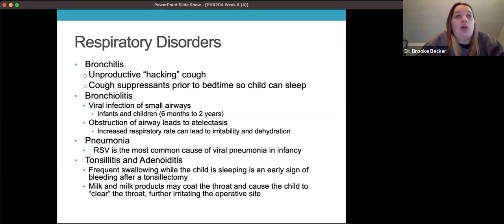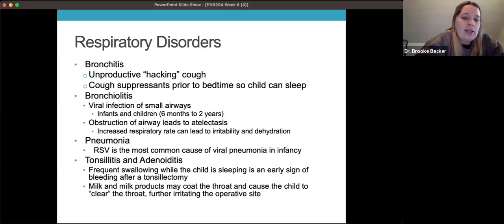RSV is also one of the most common causes of viral pneumonia in kids less than 2. Because it's viral pneumonia, you don't always have to treat with antibiotics. But if there's any question that it's a bacterial cause of pneumonia, then they'll need to be treated with antibiotics.